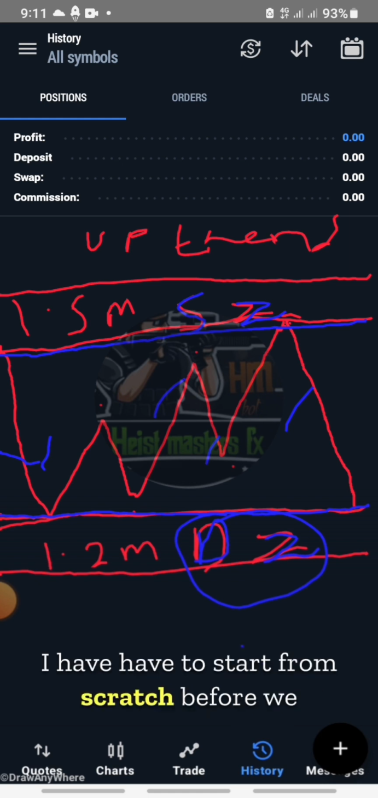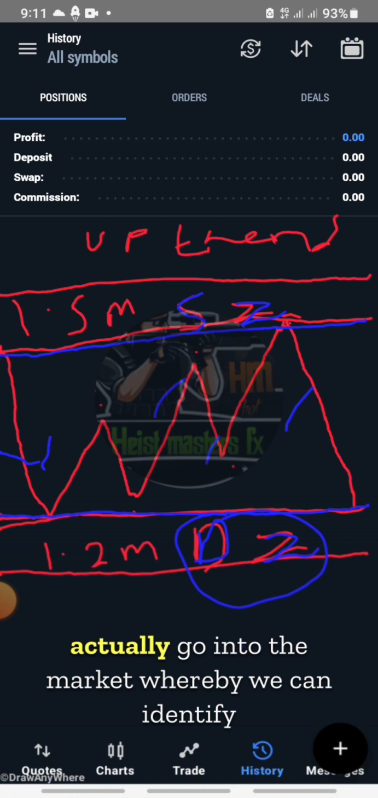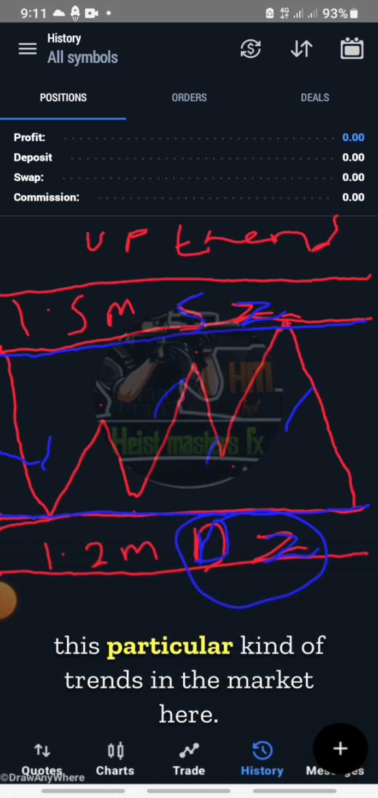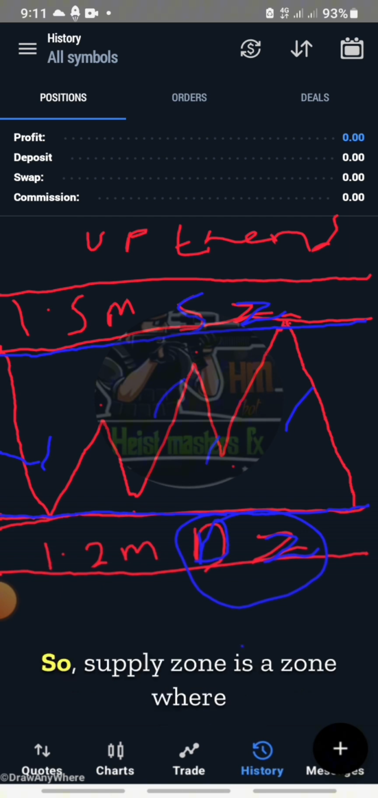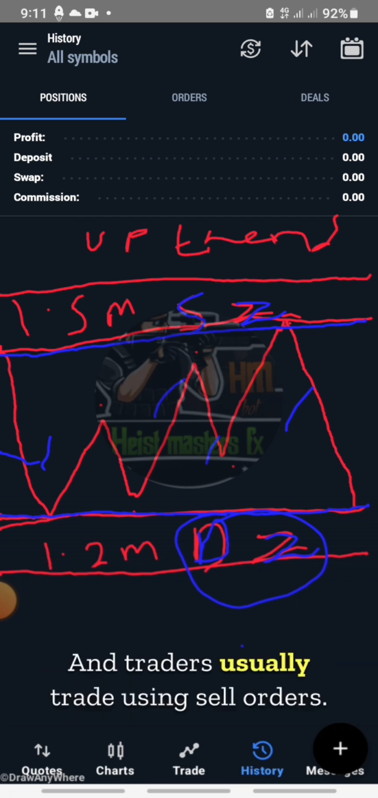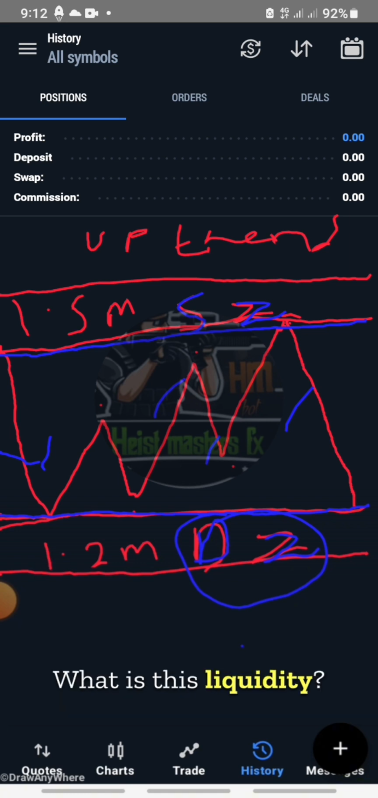I have to start from scratch before we actually go into the market, whereby we can identify this particular kind of trends in the market. So a supply zone is a zone where there is high liquidity in price, and traders usually trade using sell orders. What is this liquidity?